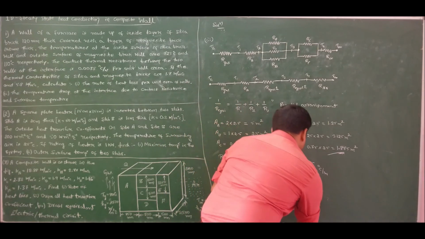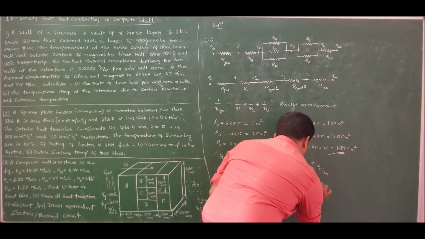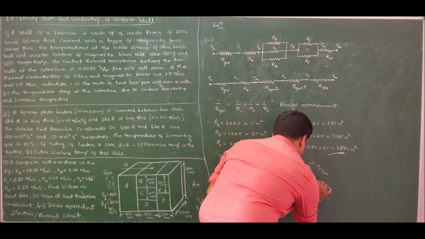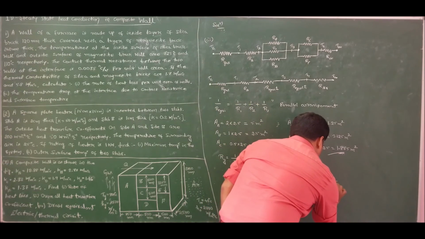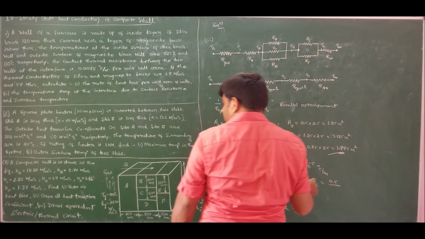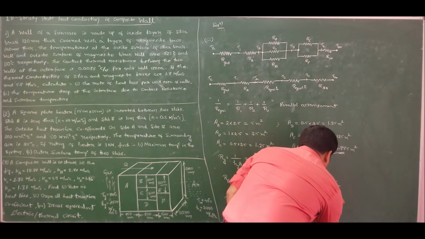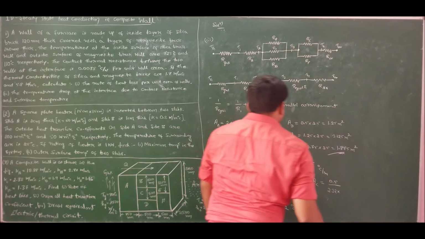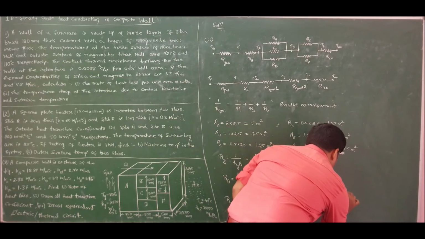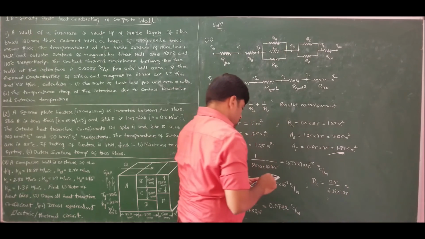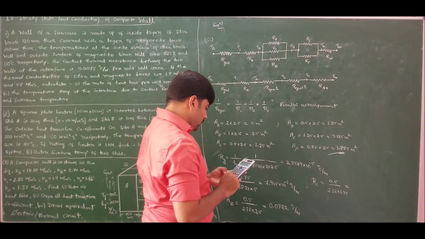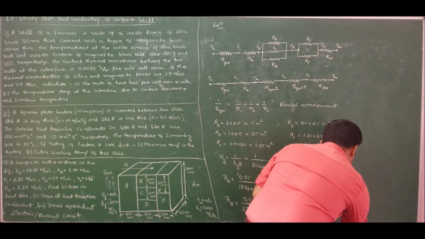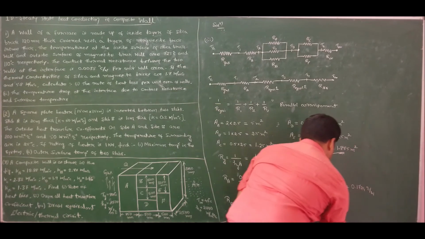Next, if I calculate RC due to conduction, length remains the same, 0.5 divided by thermal conductivity of C, which is 2.32, into its area. Area is 1.25, which is 0.5 by 2.32 into 1.25, that is 0.1724 degree Celsius per watt.